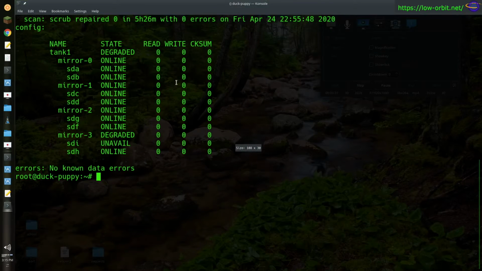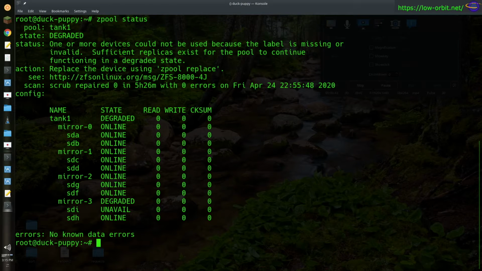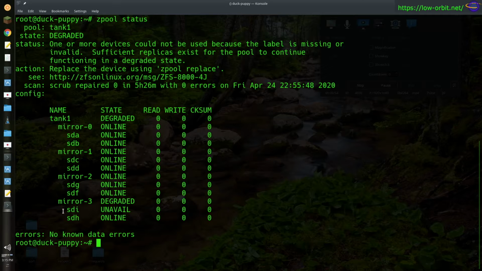So here you're going to see there is our degraded disk. So that mirror is unavailable. So its SDI is unavailable. So essentially that makes the whole thing unavailable. So we want to get that fixed sooner rather than later. So we're gonna go ahead and do that in just a sec.